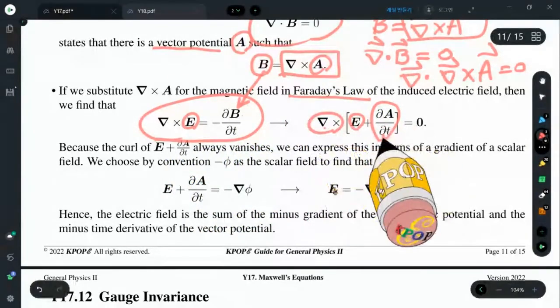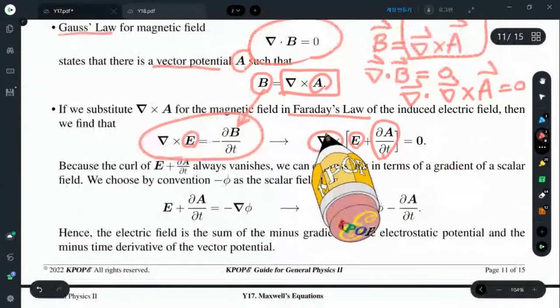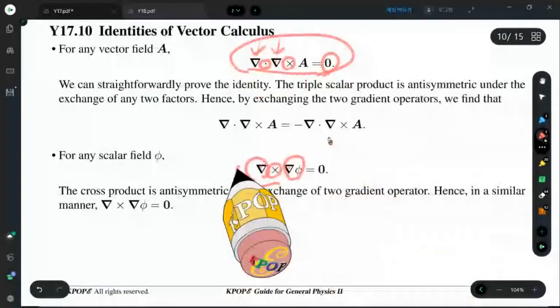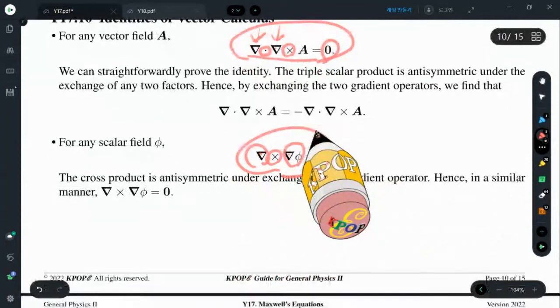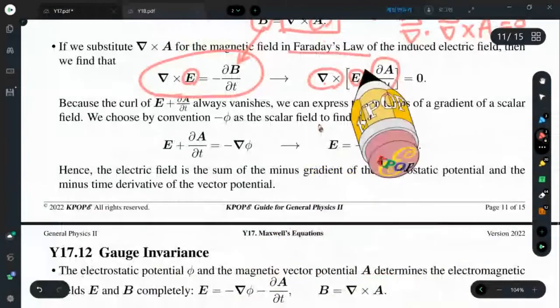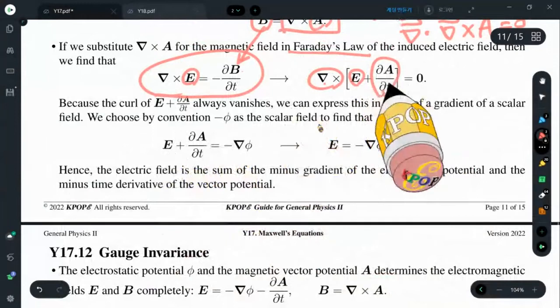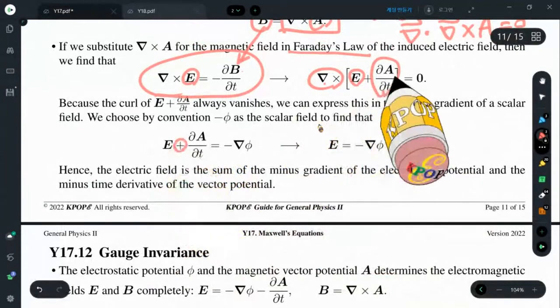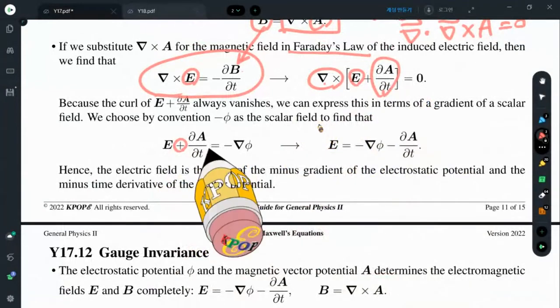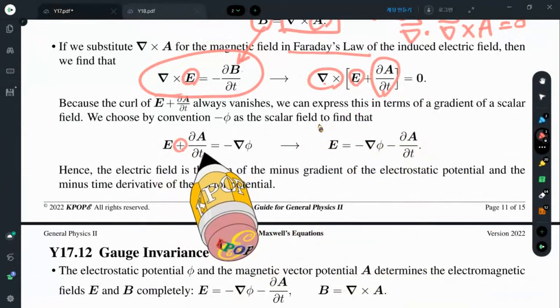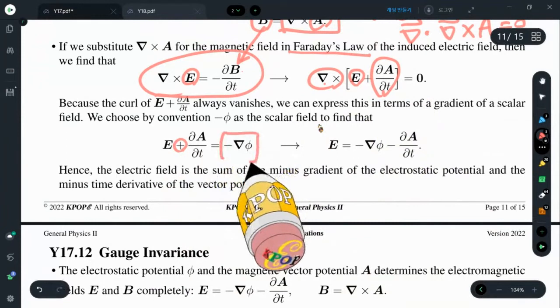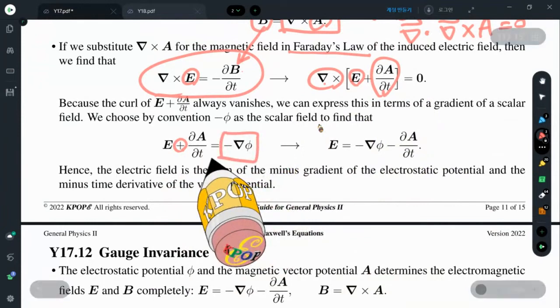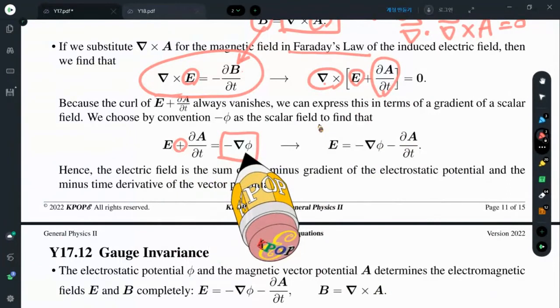You know, the curl of something is 0 if it is a gradient. Curl of gradient is always 0. So this must be 0. That means the electric field plus the time derivative of the magnetic vector potential must be expressed as a gradient. So the simplest choice is a minus gradient, which is always used for the electrostatic case.